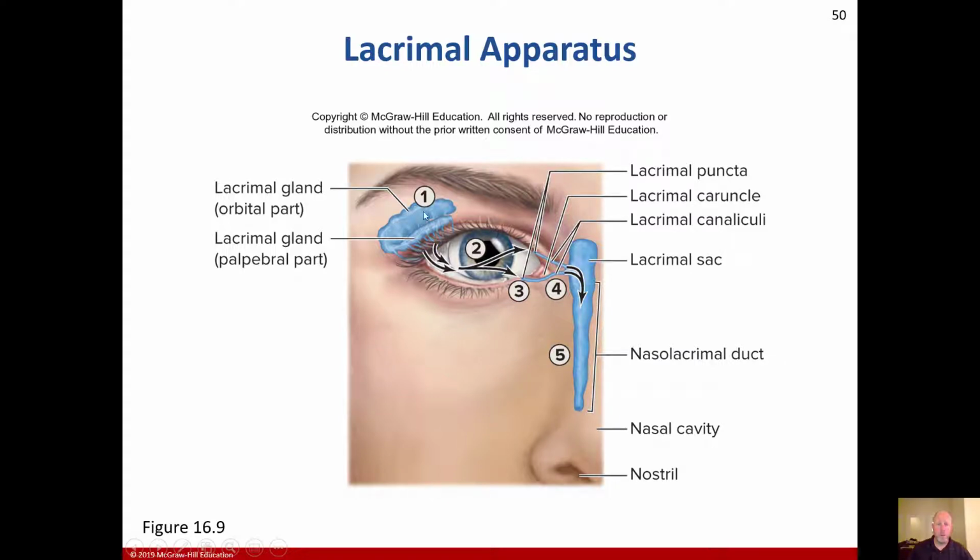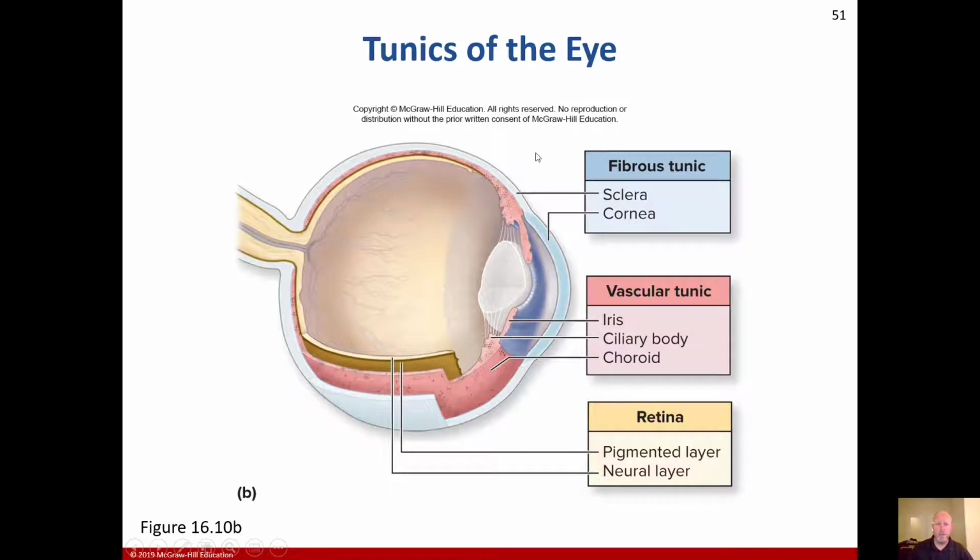Lacrimal gland being here, the orbital part. Lacrimal gland, palpebral part. Lacrimal puncta here. And then we have our lacrimal caruncle, our lacrimal canaliculi, our lacrimal sac, our nasolacrimal duct, our nasal cavity, and our nostril. This will also be on the exam. Tunics of the eye, the fibrous tunic, the sclera, the cornea, and this is repeating in numerous images. You may see these quite a bit, so I want to make sure you know them.